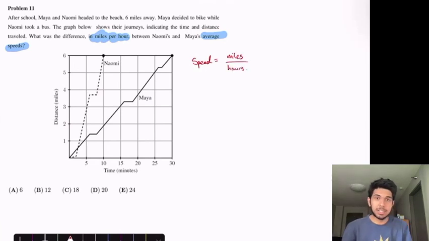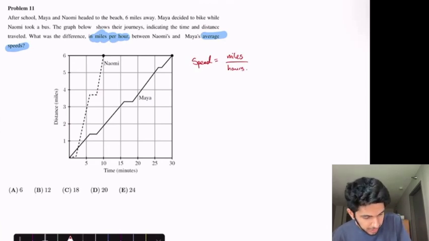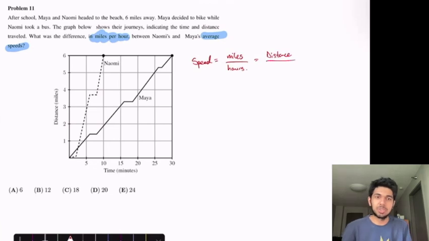And another way of writing this is, okay, we're considering how many miles are traveled. That's another way of saying the distance traveled. And hours are a unit of time, so we can just say distance divided by time. We just need to make sure that the units are correct, in miles and hours respectively.